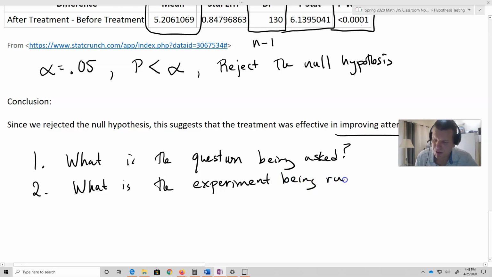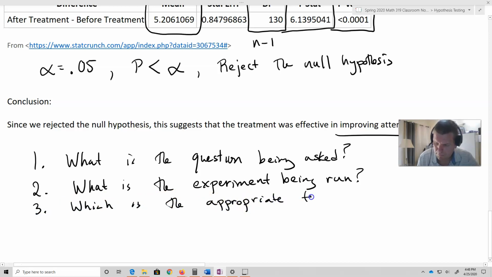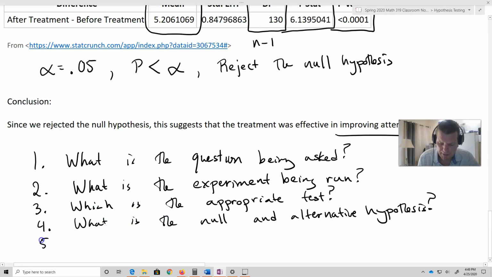And that's basically a general sketch. In this case, we measured focus and attention before treatment, then we gave a task, and then we measured it after treatment. So we got this before and after treatment. That tells me I'm going to be running a matched pairs test. Which is the appropriate test? That's my 3. My 4: what is the null and alternative hypothesis? 5. Interpret our results.